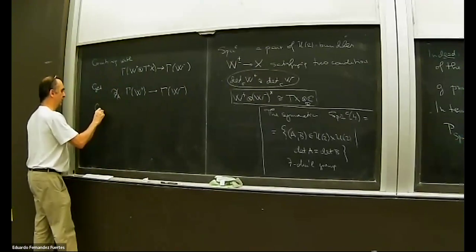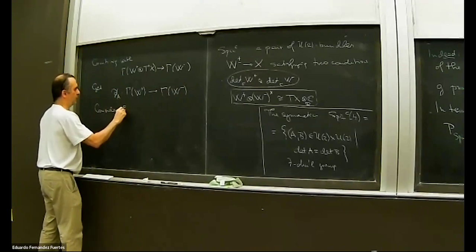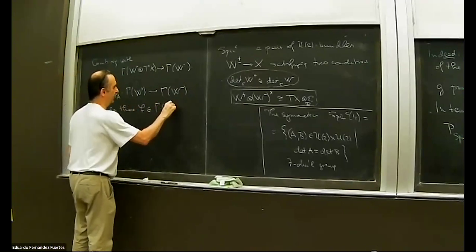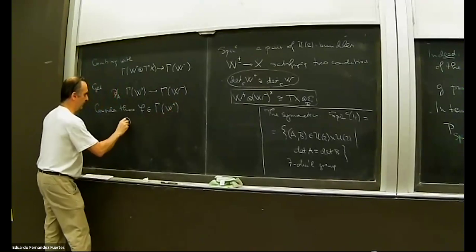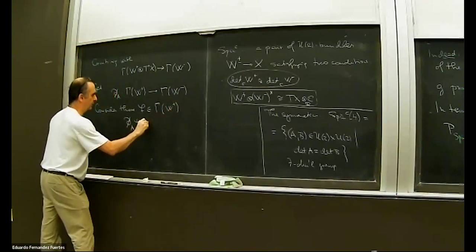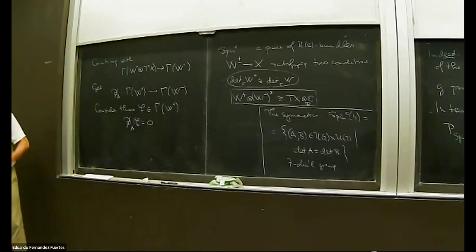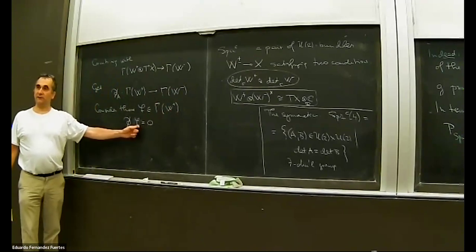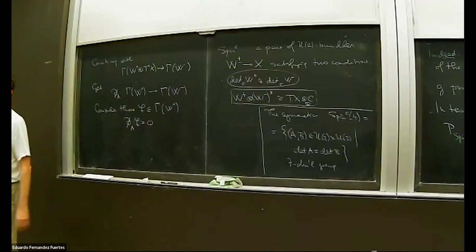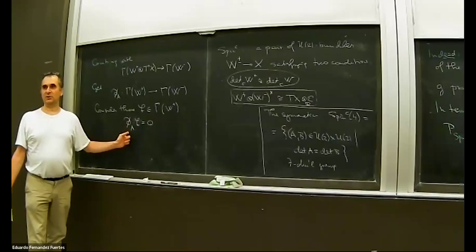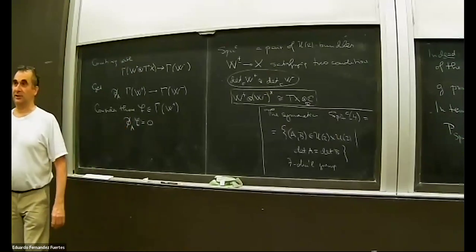So consider those phi's in gamma W plus, which satisfy that this is 0. So this is a linear equation in phi. The solution set would be a vector space. And again, what are the problems? The first is that it will depend on the chosen metric, and also it depends on our chosen connection.